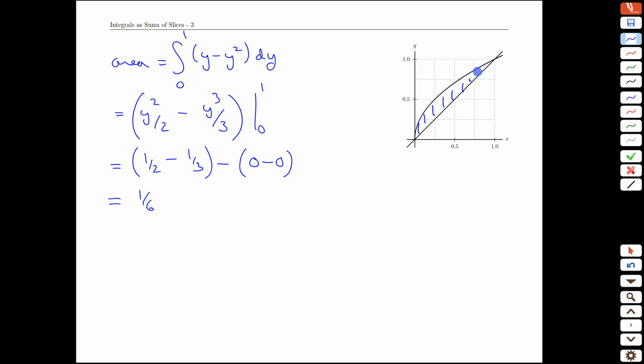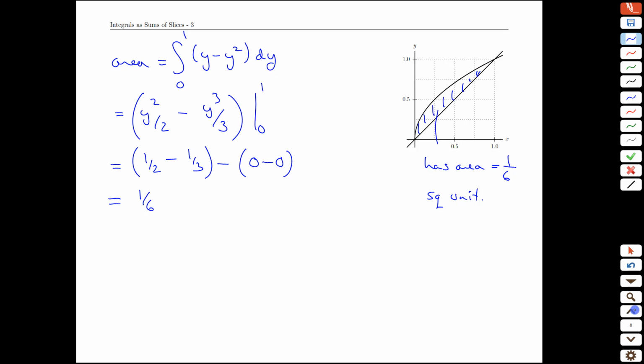So this region here has area exactly equal to 1/6 of a square unit. Now, does that seem at all reasonable? Well, if we imagine this half unit here, the entire unit here would be 1 square unit from 0 to 1, and we're certainly less than half of that. In fact, about a third of 1/2, about 1/6. Yeah, that seems eminently reasonable given what we see in the diagram here.